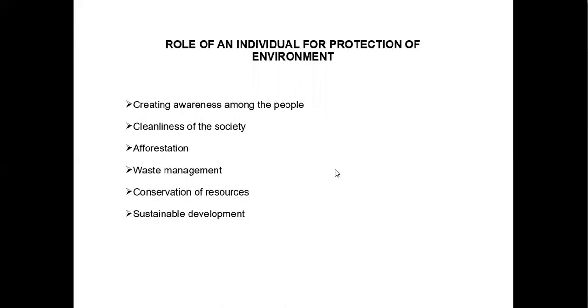And what is the role of an individual for protection of the environment? How can you protect the environment? Role of an individual includes creating awareness among people, cleanliness of the society, afforestation, waste management, conservation of resources, and sustainable development. One can protect the environment in such a way.